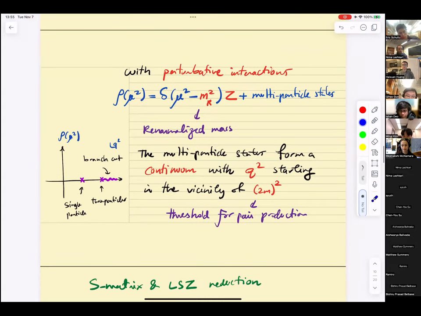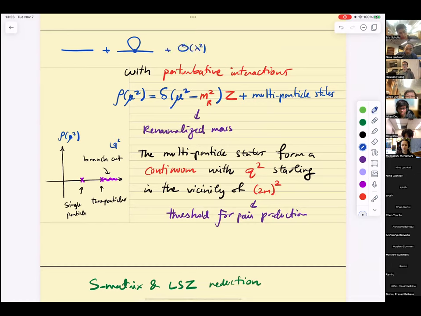Now, if you try to calculate this in perturbation theory, what happens? We saw in the case of a scalar field, when we calculated the propagator in the interacting theory, what we found was the propagator of the free theory. There was a one-loop integral like this in the phi-4 theory. This was order lambda, right? And then there's order lambda squared. We discovered that the effect of this was to shift the mass.